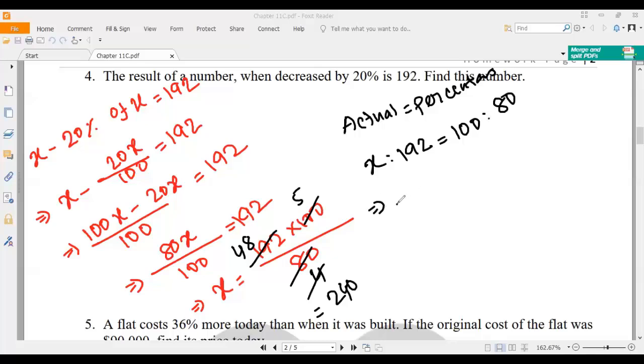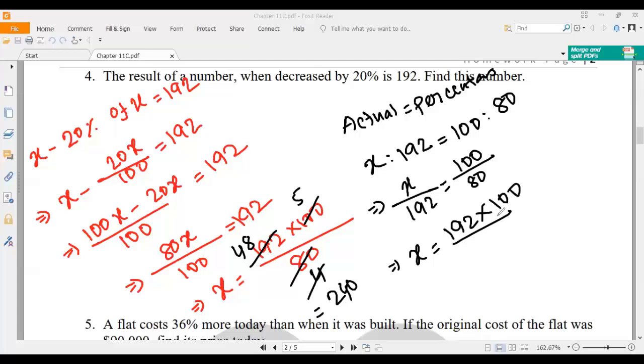Now we need to calculate: x by 192 equal to 100 divided by 80. Now we need to find out the value of x, that will be 192 multiplied by 100 by 80. Now do the calculation and you will get your final answer. After calculating this one in the previous way, we find the final answer should be 240.